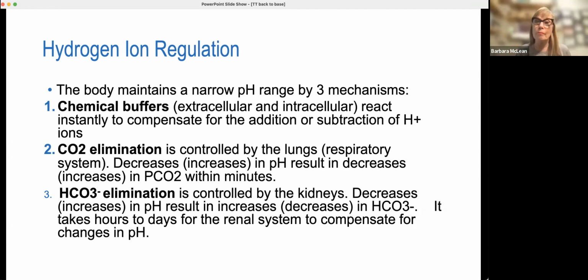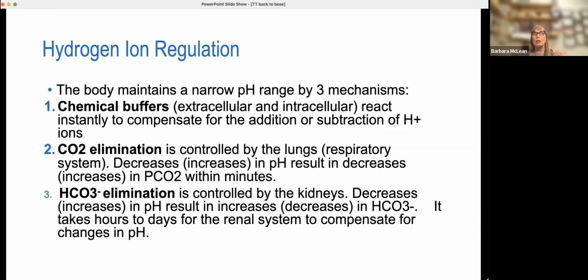CO2 elimination is controlled by the lungs. Remember, what's happening in the lungs is actually a response directly to the presence of hydrogen plus bicarb, that made a carbonic acid, which then dissociates into water and CO2, and I blow that CO2 off. And this one, the first chemical buffer, happens immediately. The second one happens within minutes. The third one, which is bicarb elimination or hydrogen ion elimination, either one, takes hours to days.